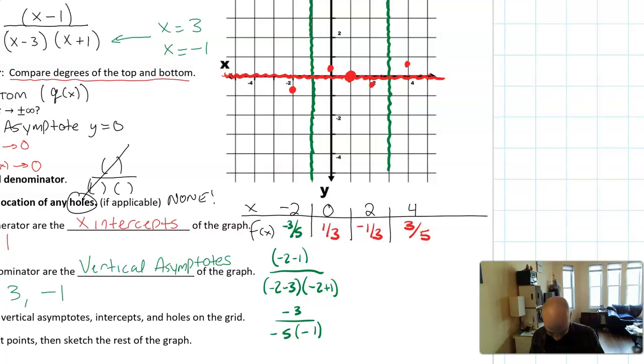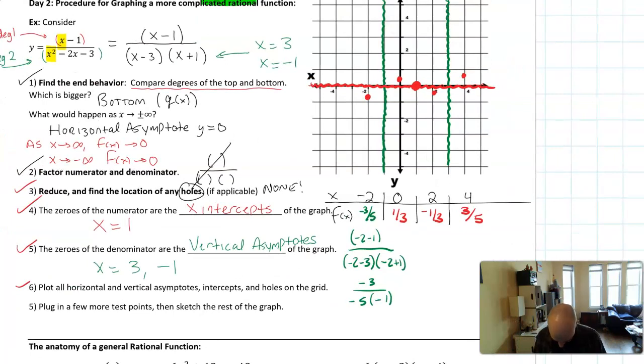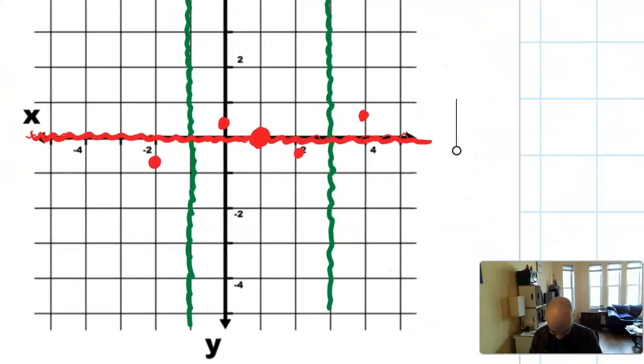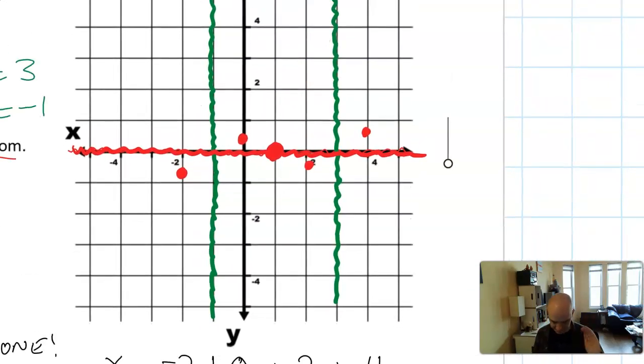We also know one other sort of secret piece of evidence, which is that when I found the x-intercepts at x equals 1, I also know that there's no more x-intercepts, so the graph can only cross at that point, and otherwise it has to stay to the top or bottom of that red line that I've drawn horizontally. So, to finish constructing the rational function, we're just going to connect the dots with a smooth curve, but we have to fit between the asymptotes while hitting the dots.